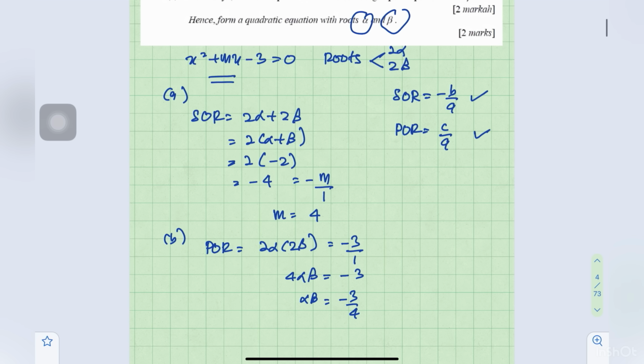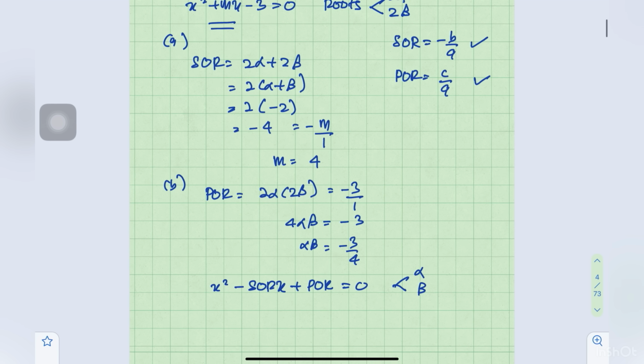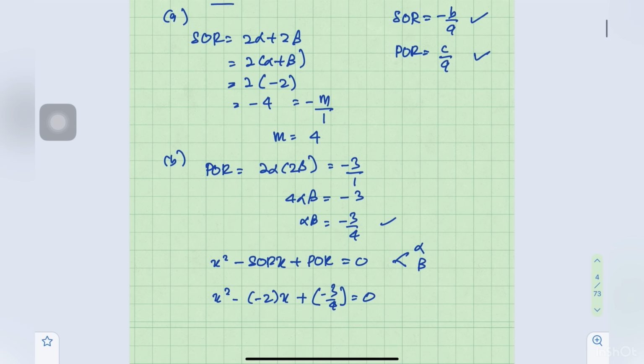Equation untuk quadratic, form quadratic equation ni ialah x squared minus SOR x plus POR equals to 0. Ini untuk roots alpha dengan beta lah. So then kita dah tahu tadi alpha plus beta is SOR dia is negative 2, POR dia yang ni lah. So, kita just substitute. So, x squared minus negative 2x plus negative 3 over 4, equals to 0.